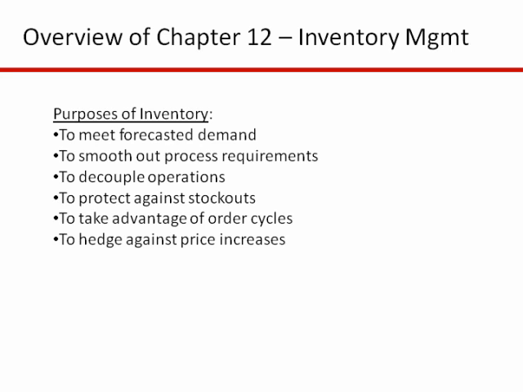The second one is to smooth out process requirements. You may have different steps in the process that work at different speeds. So again, if you have one process that runs half as fast as another, you might want to have some inventory to balance out the faster one from the slower one, just so that you don't starve a downstream process that might run faster.